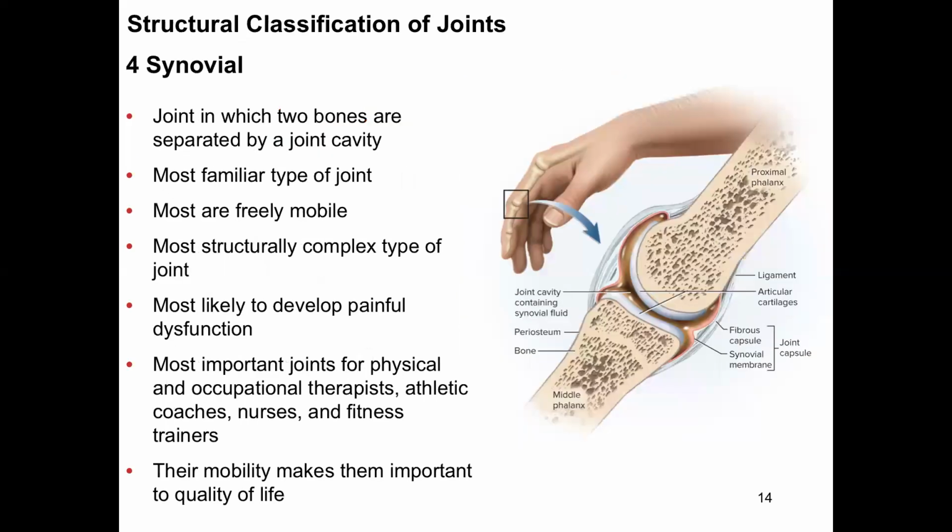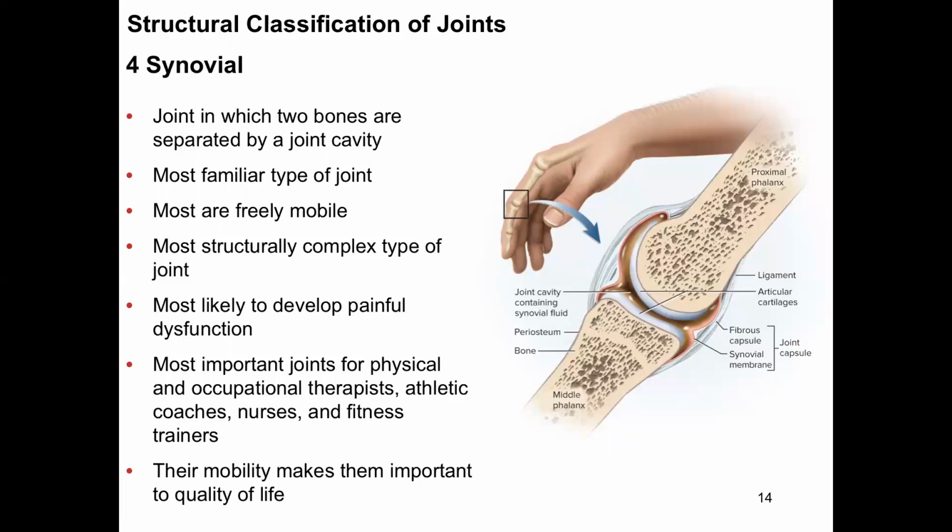Now, the synovial joints. So this is the fourth structural class. And these, like I said, are the ones that most people think of when they think of joints. These are very special joints, and there are many different classes of them depending on the type of movement that they allow. This is a joint where two bones are separated by a joint cavity, and that joint cavity is filled with synovial fluid.